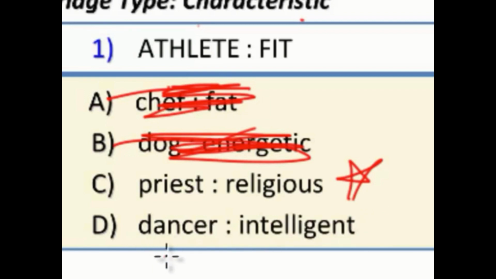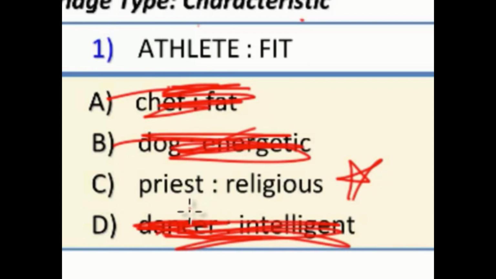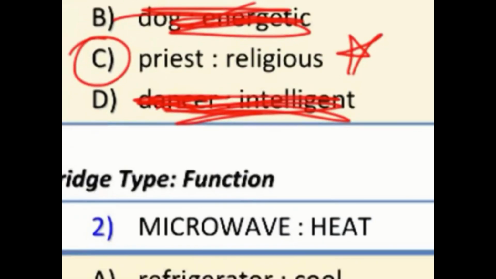Let's look at the 4th example. Is it characteristic of a dancer to be intelligent? No. Maybe a professor or a doctor, but not a dancer. So characteristic of a priest is to be religious. That is our answer for number 1.